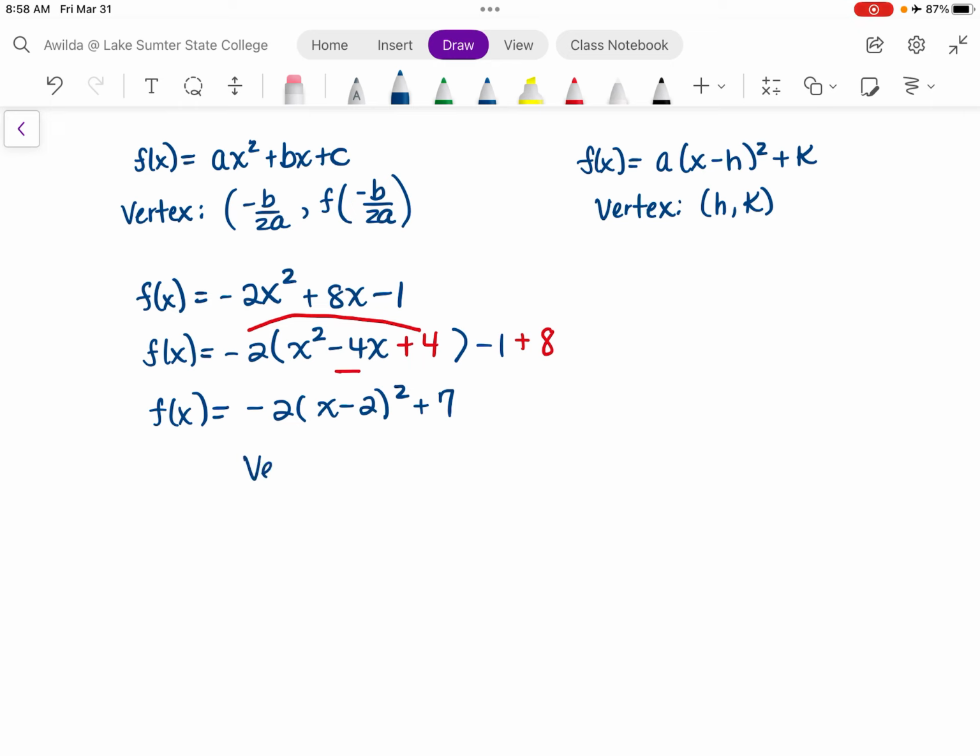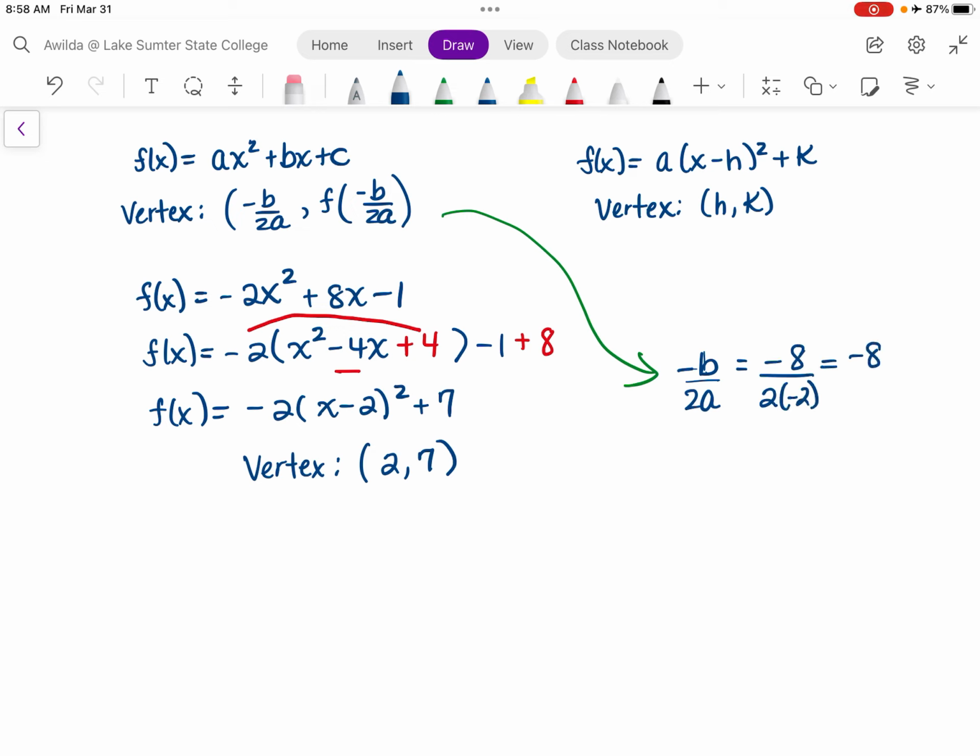According to this new form, we can see that the vertex of the parabola will be at the ordered pair 2, 7. Let's just confirm that we would have gotten the same vertex if we had used the original form. So we have negative b over 2 times a, which would be negative 8 over 2 times negative 2. So that's negative 8 over negative 4, and that becomes positive 2, which coincides with what we saw earlier.